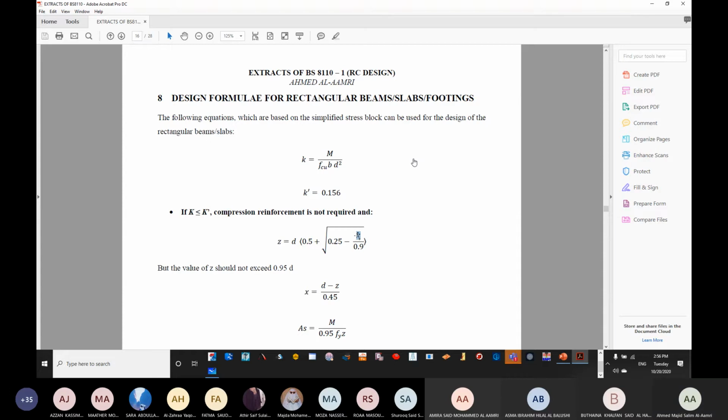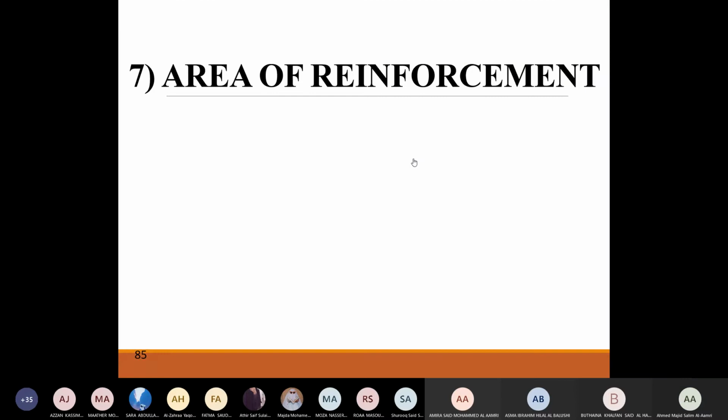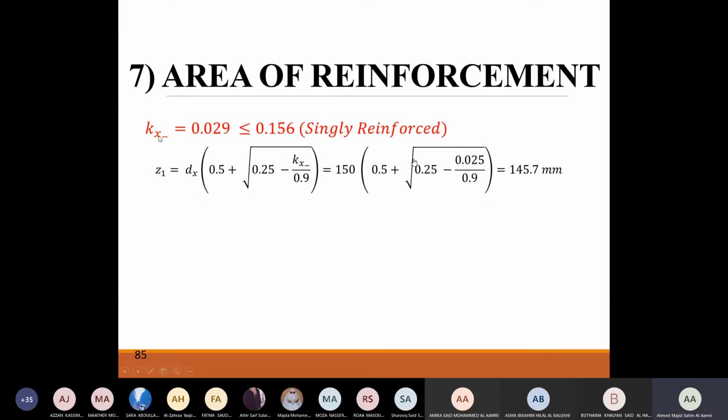Are we clear? Are we fine? Okay. So here, since we are calculating for x, it's going to be dx, and this is going to be Kx negative. And we have calculated the value of Z1. But we said that there is Z2 as well. Z2 is equal to 0.95 multiplied by d. Now you are calculating for which d? Is it dx or dy? We are calculating for dx, because this is x. So 0.95 multiplied by 150 is going to give you this value.